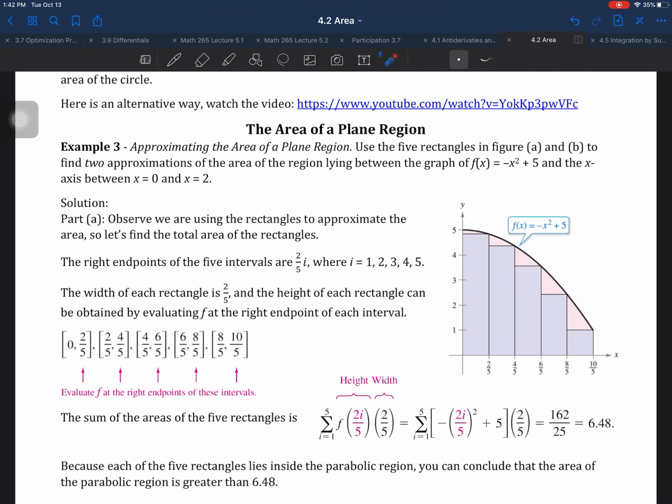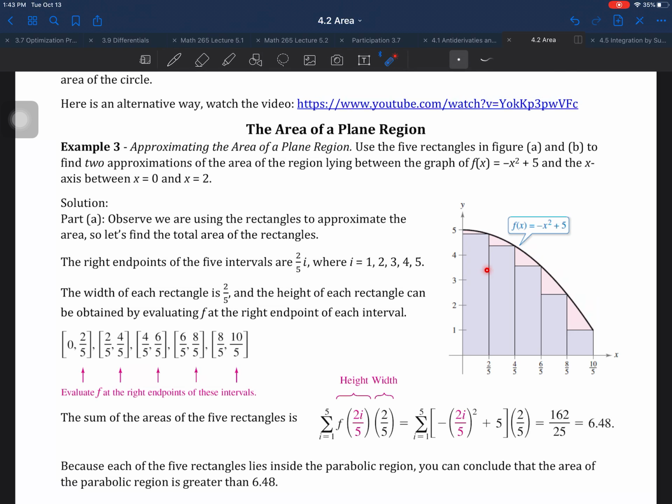But anyways, what we're going to do here is, do you guys agree with me that if we subdivide this region into a bunch of rectangles where the width is always the same, right? Let's just call this width 2/5. So 2/5 plus 2/5 gives you 4/5, plus 2/5 gives you 6/5, plus 2/5 gives you 8/5, plus 2/5 gives you 10/5, right? We're sort of subdividing this.